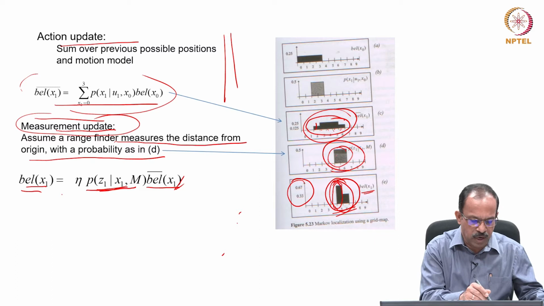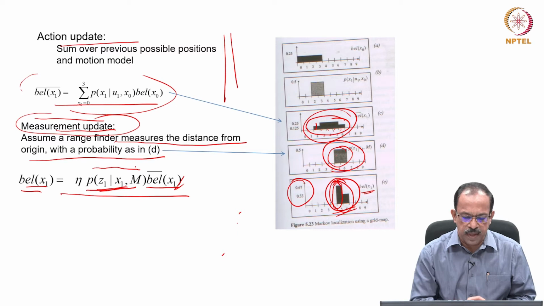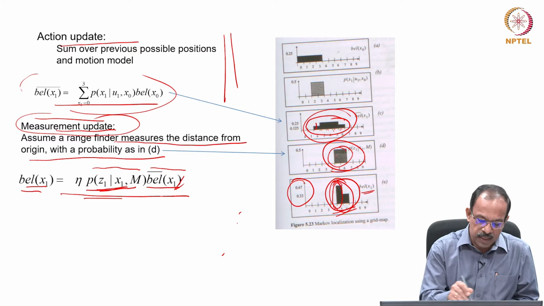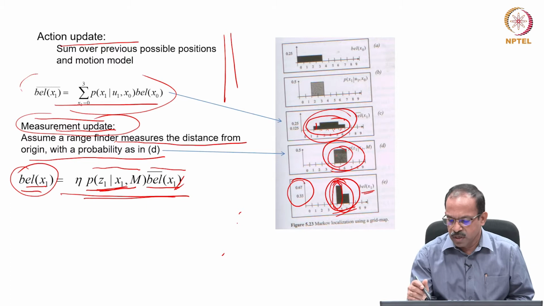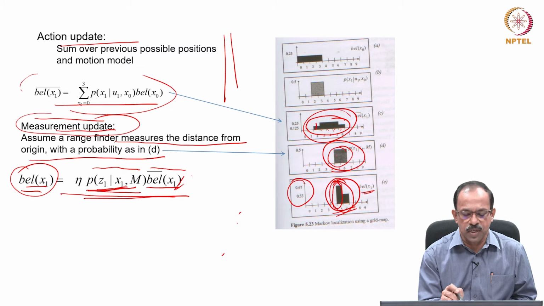So, we will try to get the probability of the measurement and the previous belief state, the belief bar x1, and get the total probability and find out what is the probability that the robot is at 2, 3, 4, 5 or 6 based on this. And then if you do this multiplication of probabilities, P(z1|x1, M) times belief bar x1, you will be able to get the probability at these two locations 5 and 6.